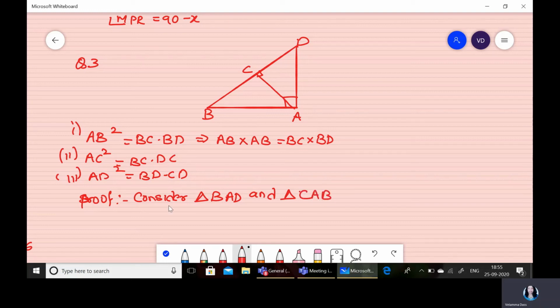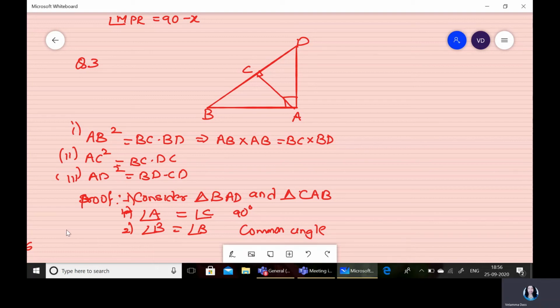If I consider this triangle, I can say the first fact: in this bigger triangle, angle A is 90 degrees, and in the smaller triangle, angle C is 90 degrees. So each is 90 degrees. The second thing which is common for both is angle B. Angle B is the common angle for both. Therefore, the two triangles are similar by the AA test of similarity.